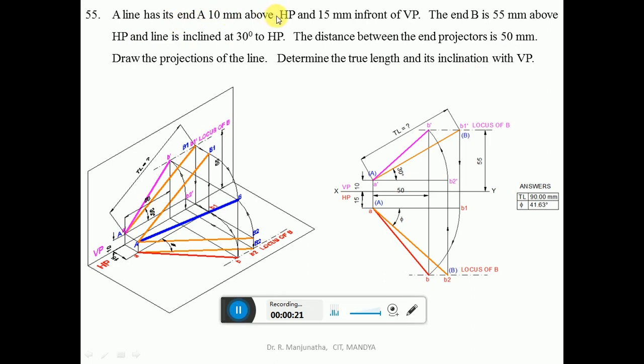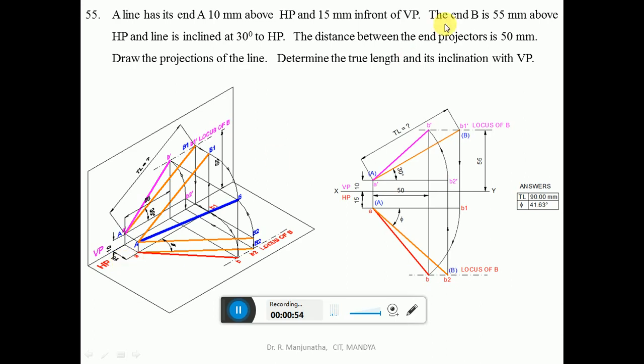So end A is 10 mm above HP. So when you look from the front view, we can see the distance of A, which is above HP by 10 mm. When it is projected, that image is going to fall on the vertical plane. You will get this point as small a dash, at a distance above HP of 10 mm. And 15 mm in front of VP. So when you look from the top view, we can see the distance in front of VP is this distance. When it is projected, it will project onto the horizontal plane. So this point will be top view small a.